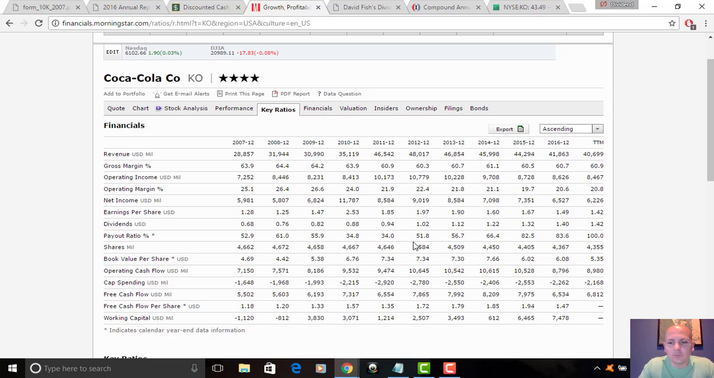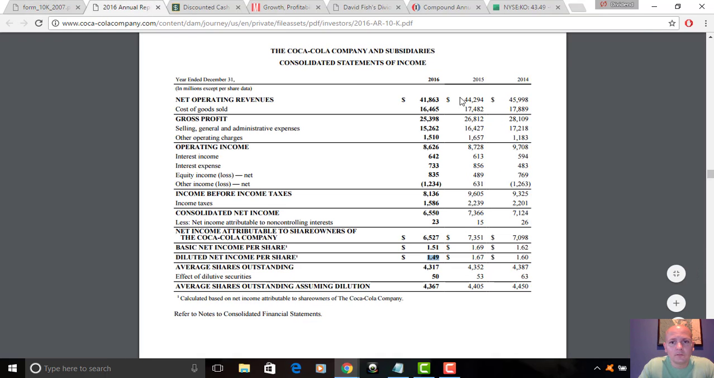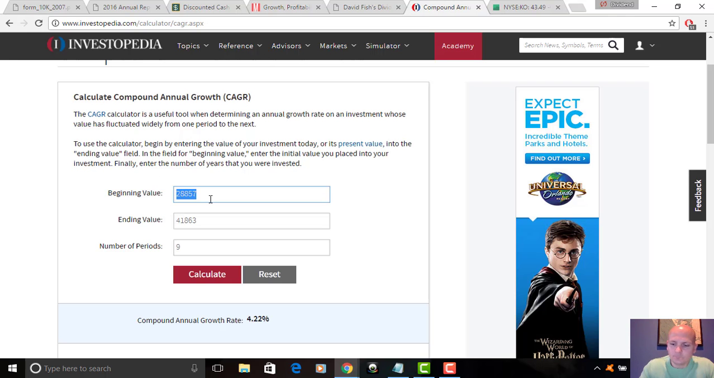I've seen a few cases where the numbers are a little off, a little wack, but other than that, like the revenue here, you can see it. We just pulled that up. 28,857, 41,863. Okay. And for the earnings per share, the cool thing about Morningstar is they factor in stock splits, so they've already got the numbers accounted for. So you can see right here 128, 149.